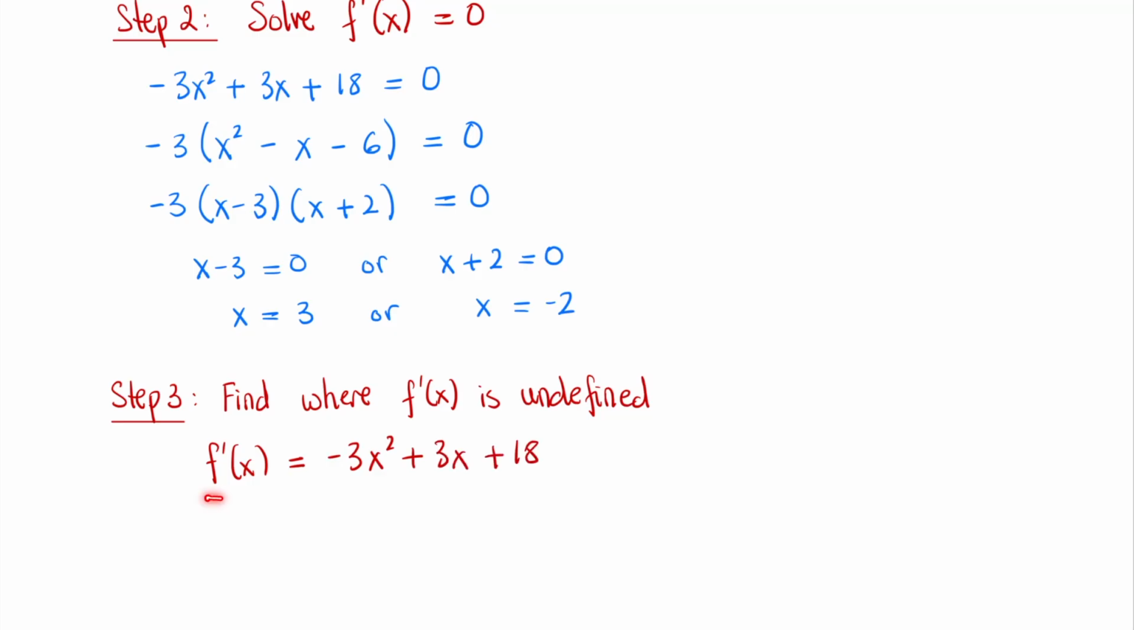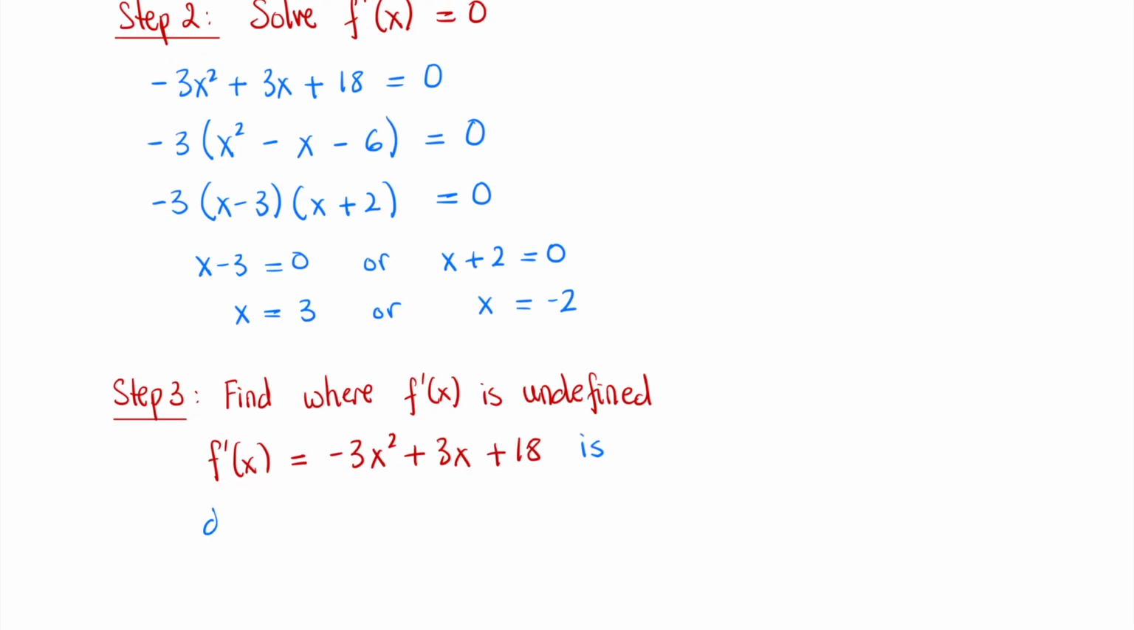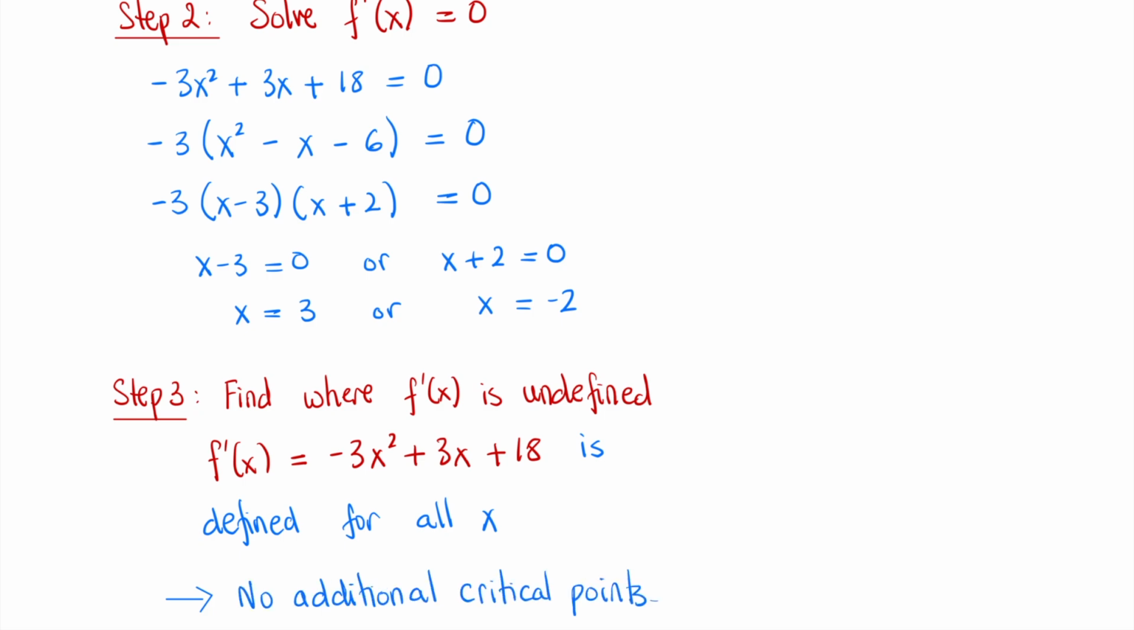Since f prime of x is a polynomial, it is defined for all x. So there's no additional critical points from this step. So our critical points are 3 and negative 2.